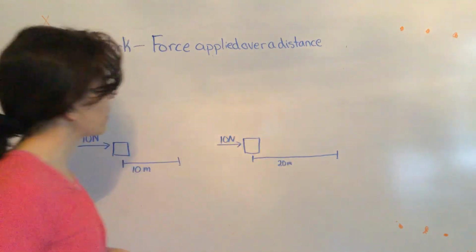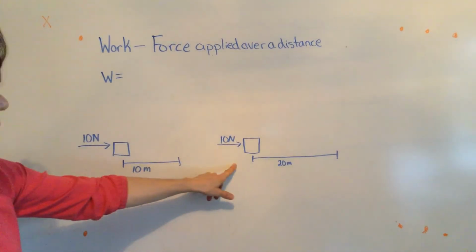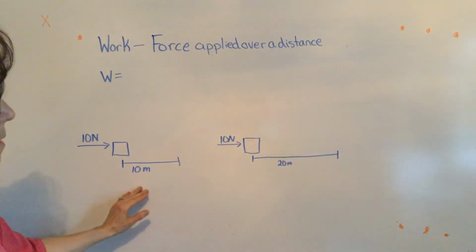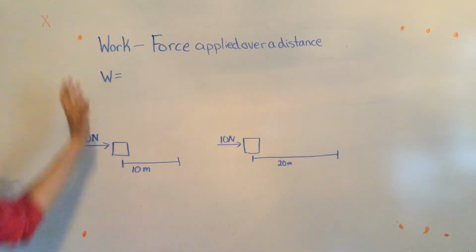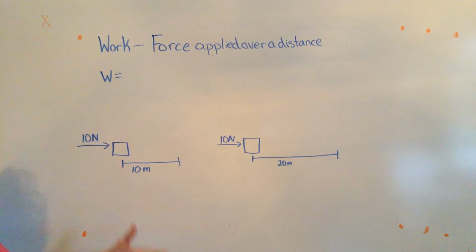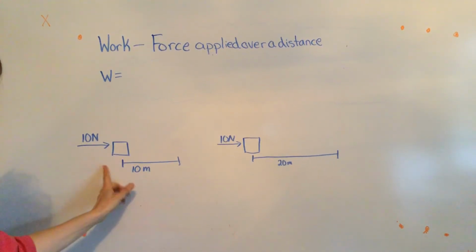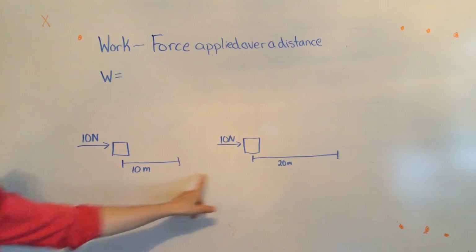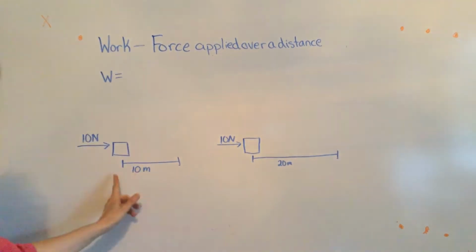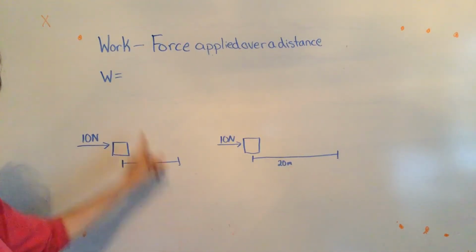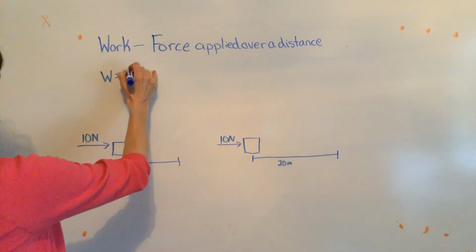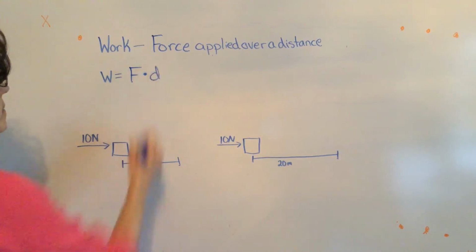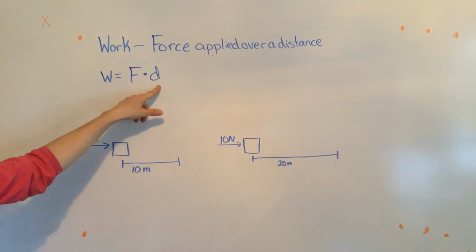Again, we're talking about forces, but this time we're going to add another variable. We're going to talk about distance. Think about how much work it takes to move something. You apply a force. It's going to take more work to move an object 20 meters versus moving an object 10 meters. And the formula is basically just multiplying the force times the displacement.